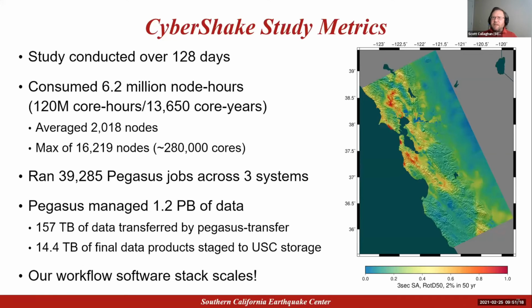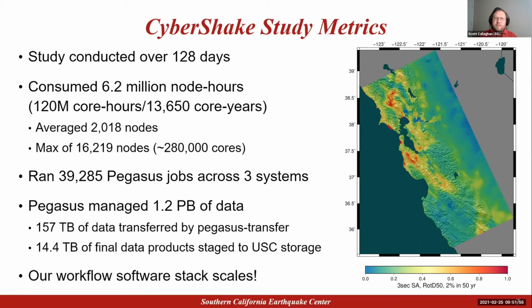So just to give you a sense as to the kind of scales that we've been able to run at using Pegasus, our most recent regional calculation for CyberShake was done in the San Francisco Bay Area. It took us over 4 months of running constantly around the clock. In that time, we consumed about 120 million core hours of compute time. So this is 2,000 nodes constantly for 4 months. We ran 40,000 jobs across 3 different systems, across 2 remote clusters, and then we also ran some local jobs on our USC server. Pegasus managed over a petabyte of data for us.